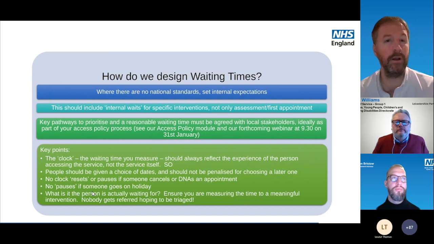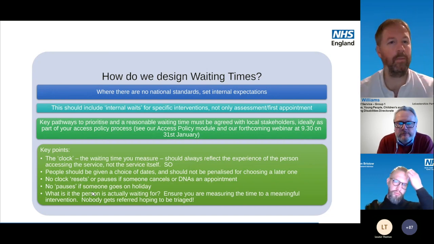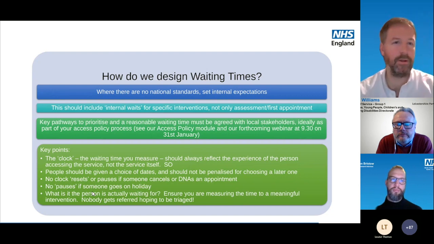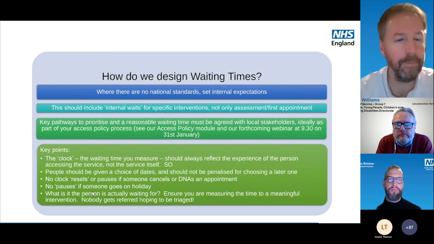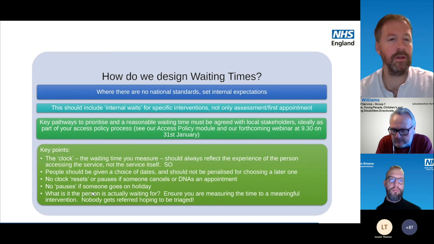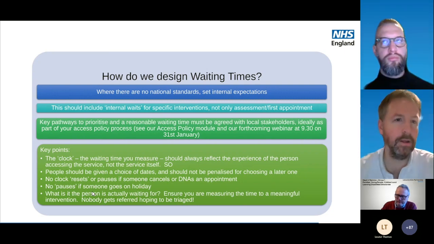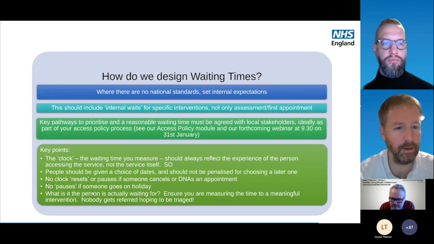It might be you identify we've got a large number of DNAs. You might want to then work out how you try to improve that through all sorts of things in terms of offering better choices, text message reminders, all the usual stuff. But the clock keeps ticking until the person gets the thing they need, because you want to understand how long people are actually waiting, not manufacture a waiting time to fit a standard.